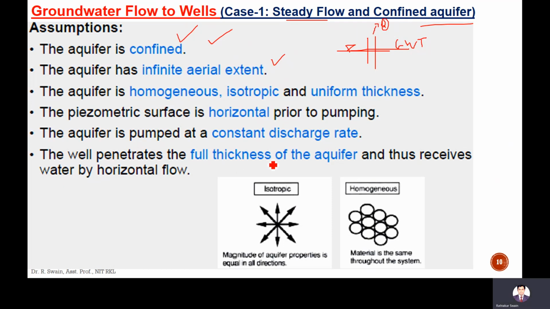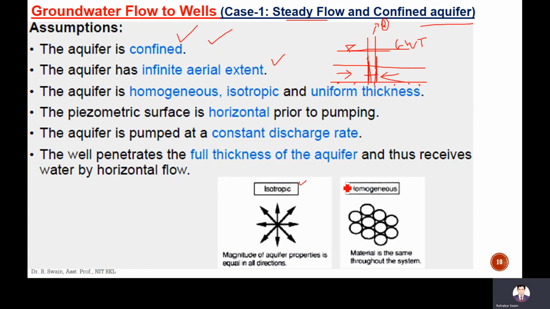The well penetrates the full thickness of the aquifer. Here this is the confined aquifer. Here the well penetrates fully. That assumption is taken, not half. It fully penetrates the confined aquifer. The well penetrates the full thickness of the aquifer and thus receives water by horizontal flow. There will be horizontal flow.